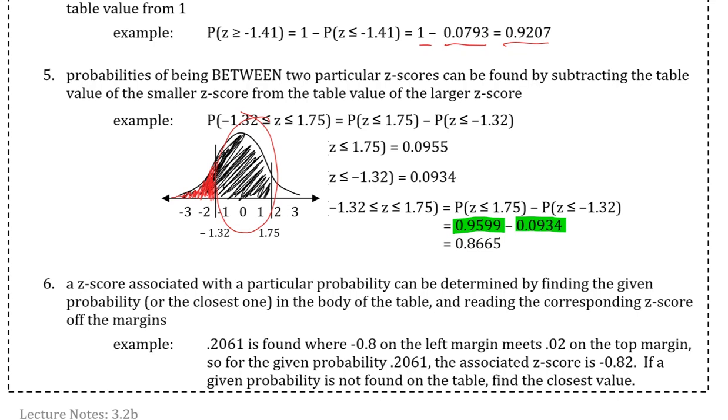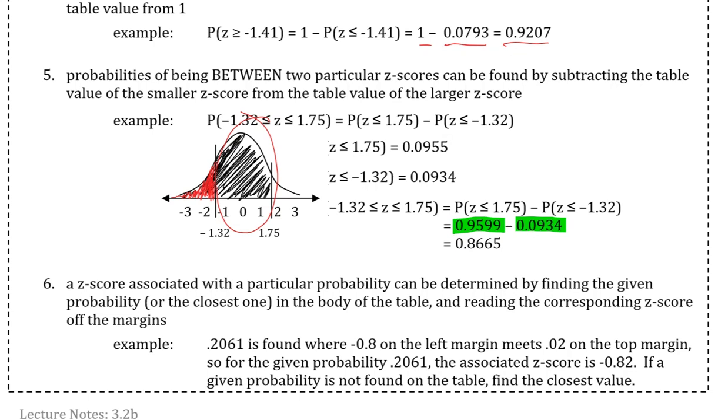Lastly, a z-score associated with a particular probability can be determined by finding the given probability, or the closest one, in the body of the table and reading the corresponding z-score off the margins. Therefore, if we are working backwards, we have a probability and we're trying to find the z-score that relates to that, we can look at the center of that table and work outwards to try to find the z-score that relates to that.